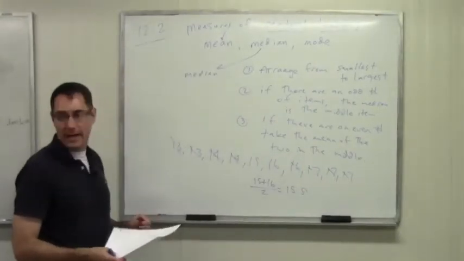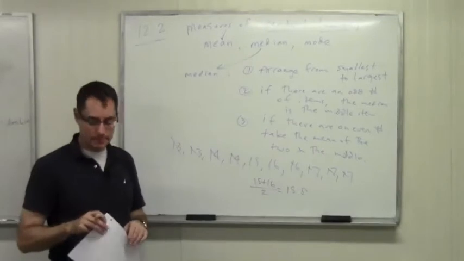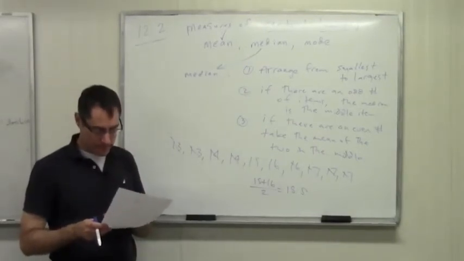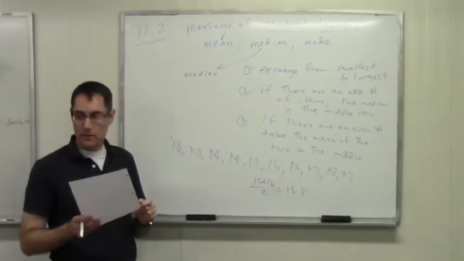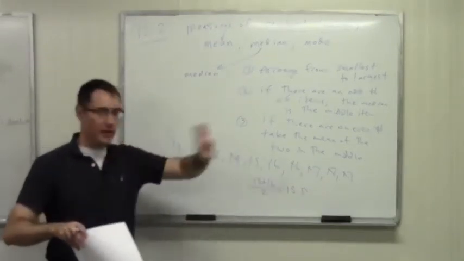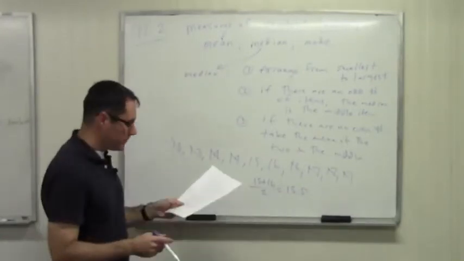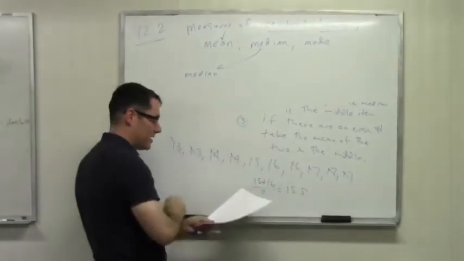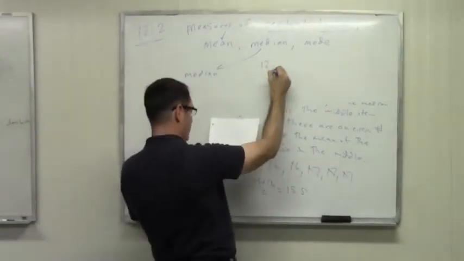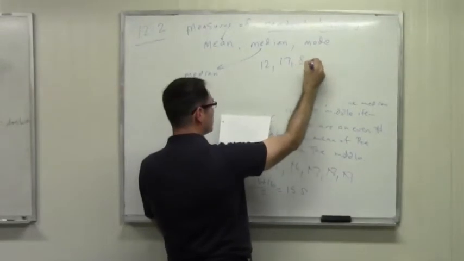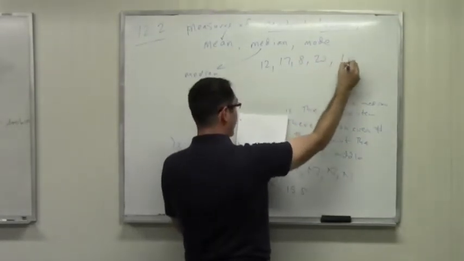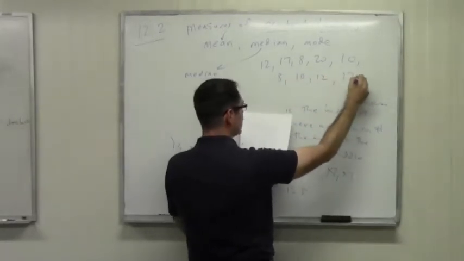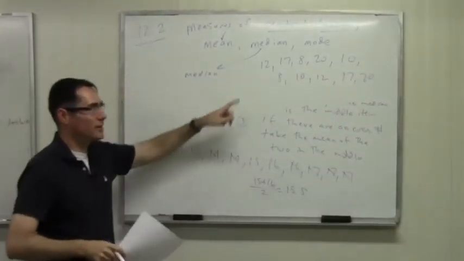So if you got the odd thing right, and you get the number out in the middle, then that's it. You just grab the one in the middle and you're done. Let's look at this example. Here's the example right here. 12, 17, 8, 20, 10, 8, 10, 12, 17, and 20. What's the median? You can't just look at that and tell me.